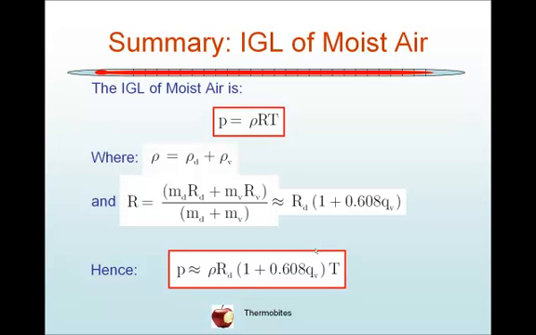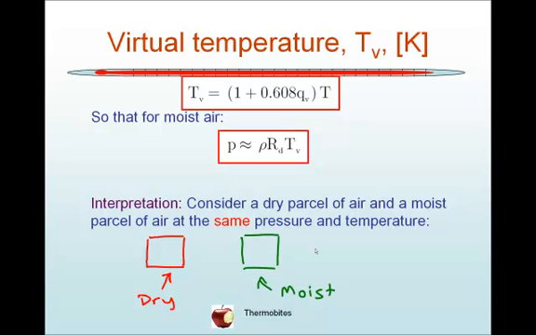So instead then of having a specific gas constant for moist air, let's use the specific gas constant for dry air and multiply temperature by the expression involving the specific humidity and define that as the virtual temperature. So the virtual temperature is a function both of the ordinary temperature and the amount of water vapour as measured by the specific humidity, so that we can write the ideal gas law for moist air as P is approximately equal to rho Rd Tv. So what's the implications of that?